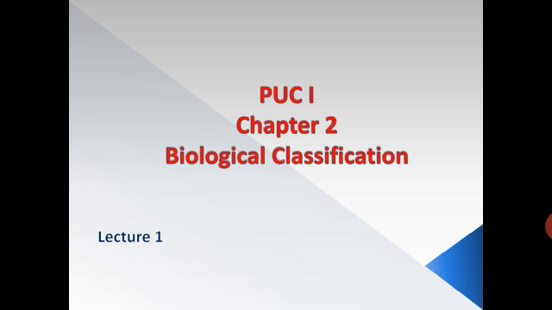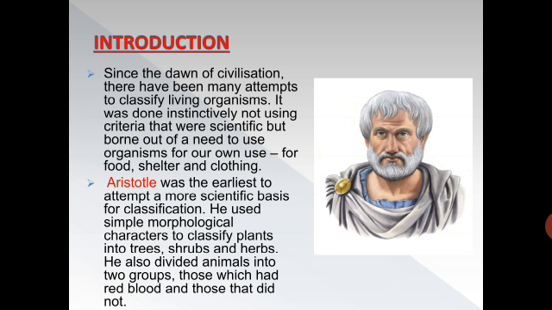Biological classification is the process of grouping of organisms into convenient categories on the basis of some easily observable characters. Since the dawn of civilization, there have been many attempts to classify living organisms. It was done instinctively, not using criteria that were scientific but born out of a need to use organisms for our own use, that is, for food, shelter, and clothing.